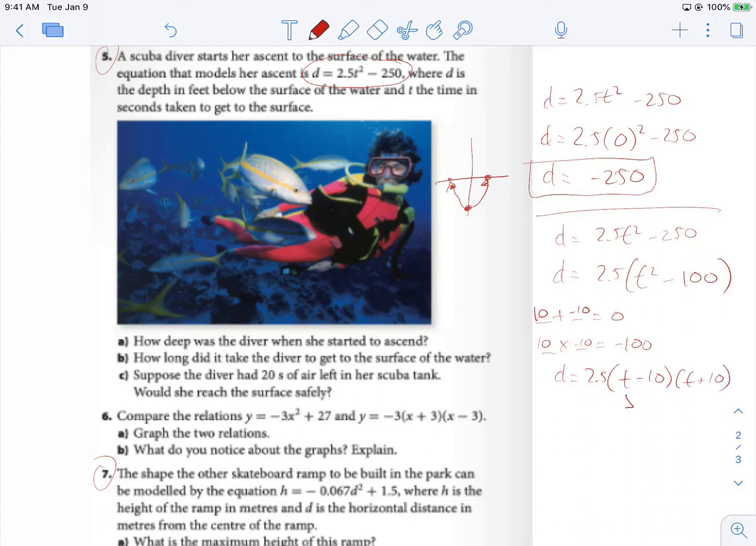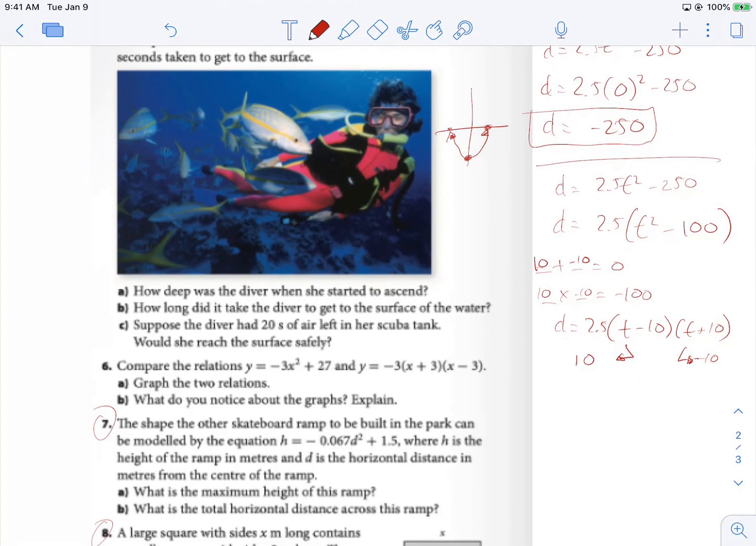So our two zeros there, remember we need to flip the signs. This becomes 10, this becomes negative 10. Now, which time makes sense to you? Is it negative 10 seconds or is it positive 10 seconds? Of course, it would take positive 10 seconds to get to the surface of the water.